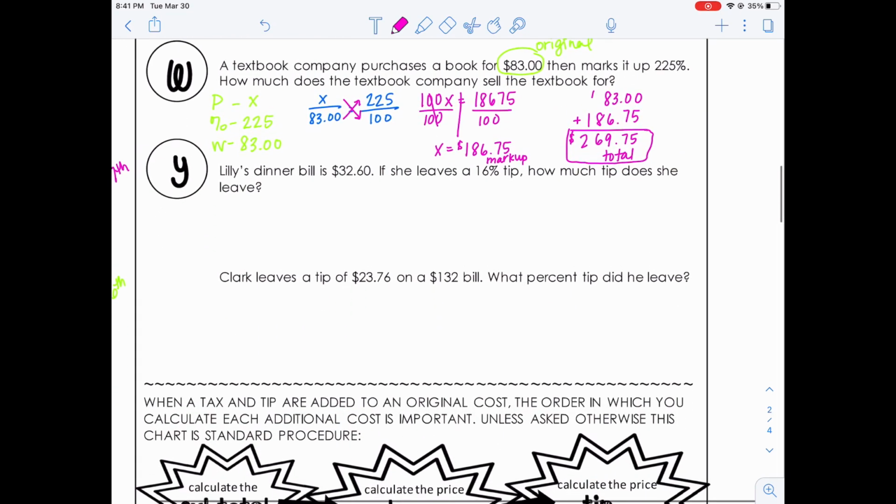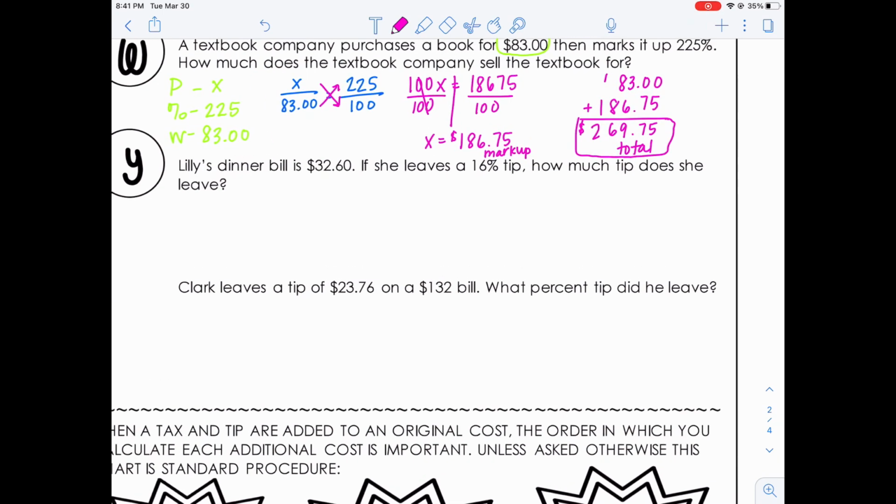Looking at our next one, you're going to go ahead and do these on your own. Lily's dinner bill is $32.60. If she leaves a 16% tip, how much tip does she leave? Now notice it just asks you for the tip amount. It does not ask you for the total, so you don't need to do the total on that one. And then we're going to look down on the bottom one.